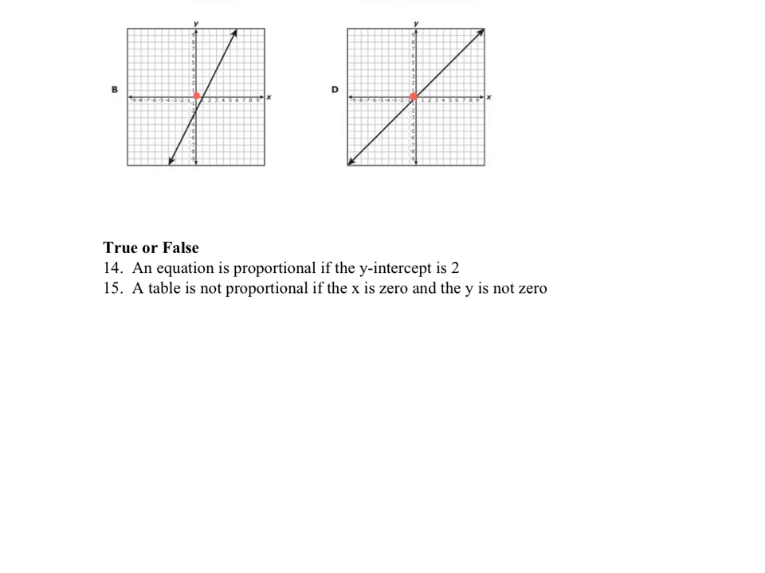Okay, then true or false. An equation is proportional if the y-intercept, which would be the plus b, is 2. A table is not proportional if the x is 0 and the y is not 0. So think about what that b is. That b is the y, or the y-intercept technically.